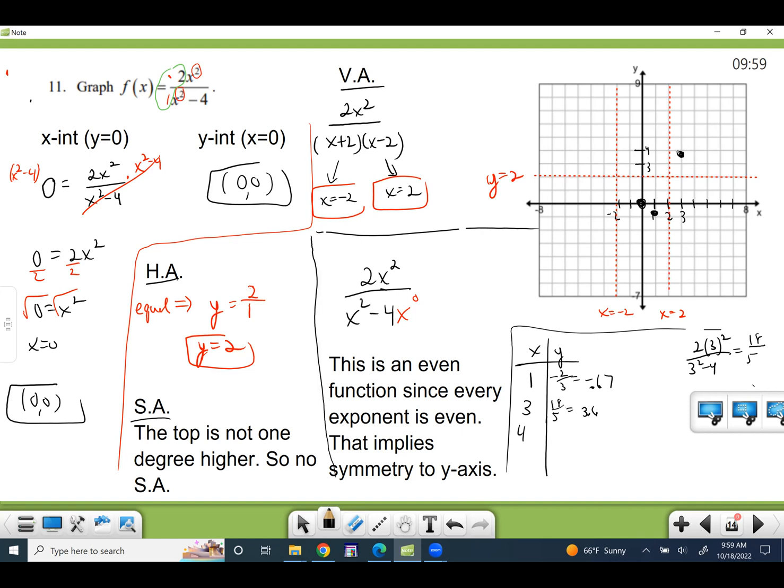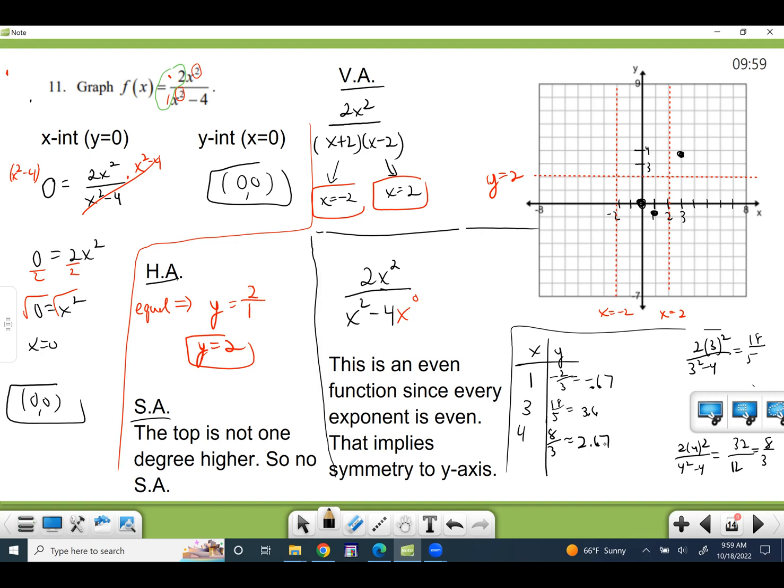Okay, and our last one is plugging 4 in. So 2 times 4 squared over 4 squared, take away 4. 4 squared 16 times 2 is 32. 4 squared 16. 16 minus 4 is 12. Which if you divide by 4, you get 8 over 3. Which is 2 2/3. So like approximately 2.67.